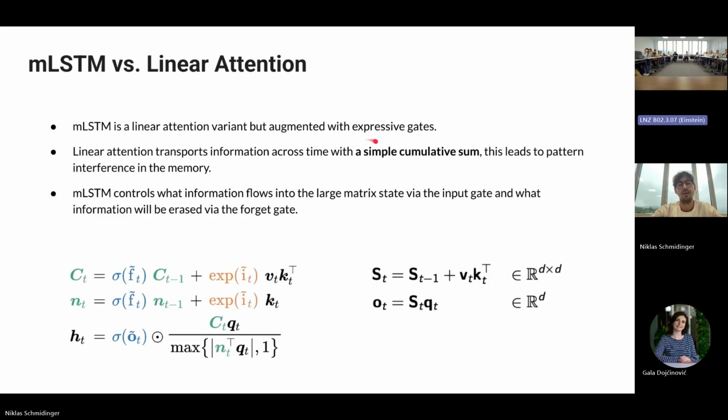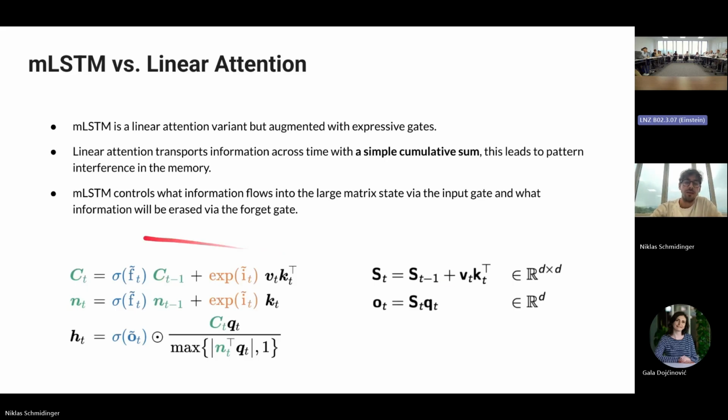Basically, linear attention just does a cumulative sum. So if you think of how the information is transported across time, it basically just sums one matrix on top of the other matrix, right? And this then leads to pattern interference, because the model has no real concept of forgetting information or controlling this memory. It just sums up all the memories from the past into the current memory, and this then leads to problems.